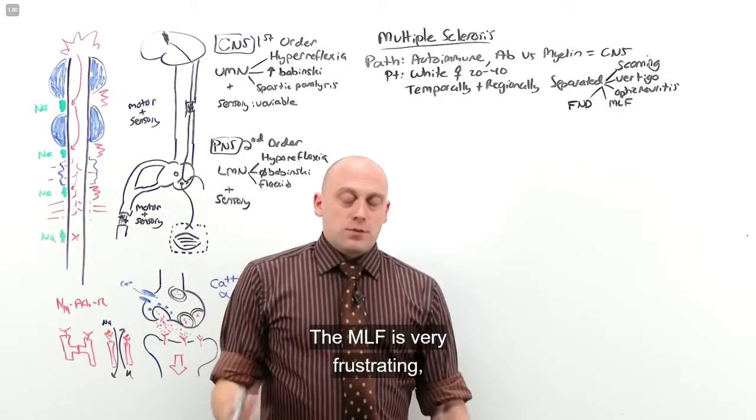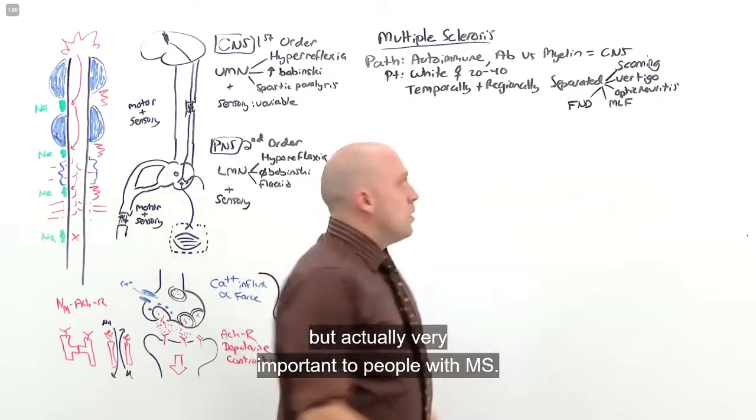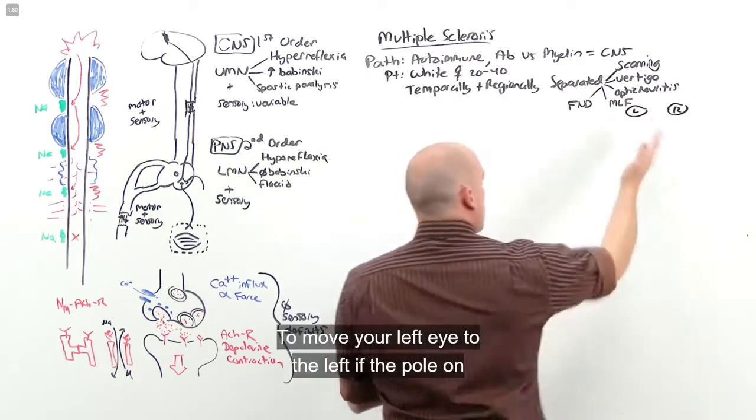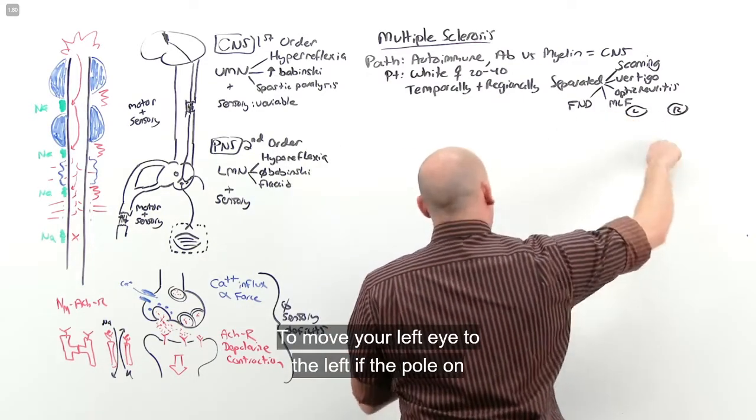The MLF is very frustrating, but actually very important to people with MS. The way this works is you've got your left eye and your right eye. To move your left eye to the left, you have to pull on the lateral rectus muscle.